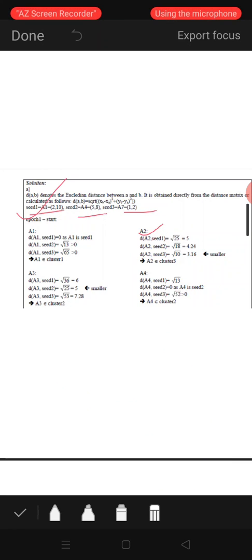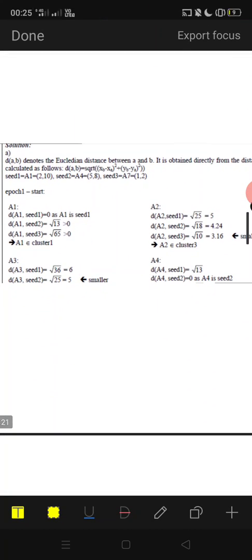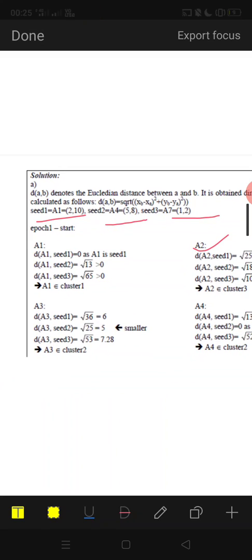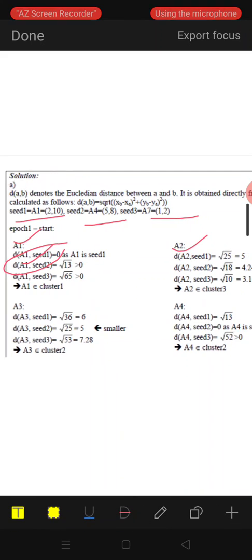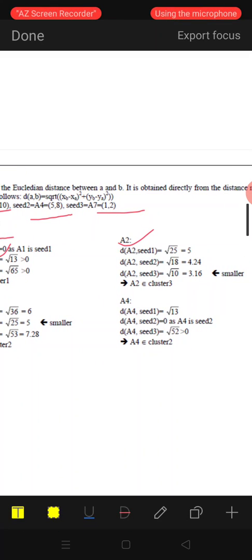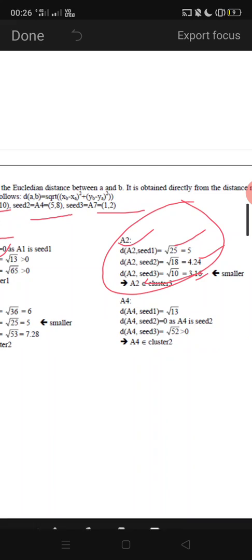Like this way, from each point A1, A2, A3, A4, the distance to seed 1, seed 2, seed 3, you have to calculate. Once you have calculated, you find the minimum distance and the point goes to that cluster. For example, the minimum distance here is 0, so this is the minimum distance to seed 1, so A1 is in seed 1. If you observe A2, what is the minimum distance? 5, 4.24, 3.16. So that is with seed 3, so A2 comes under seed 3. Wait, we'll check it here.